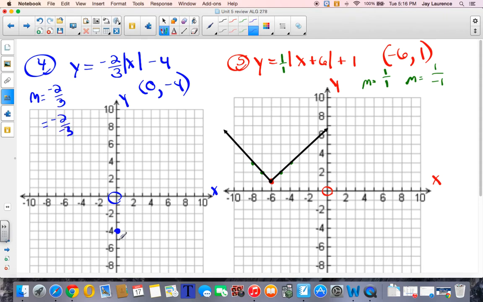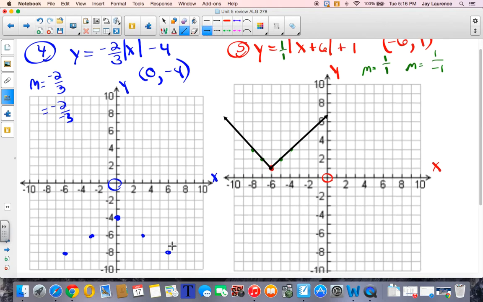So I'm going to go down 2 from the vertex and write 1, 2, 3. Down 2 and write 1, 2, 3. And then the other one is down 2, back 1, 2, 3. And down 2, back 1, 2, 3. And there you go. It's an inverted V. It's an upside down V. Why? Because the slope was negative.